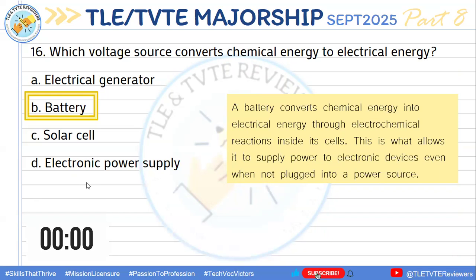Letter C, solar cell. A solar cell, or photovoltaic cell, converts light energy or solar energy into electrical energy. And letter D, electronic power supply, is still incorrect because this device modifies or regulates existing electrical energy, often converting AC to DC, but it does not generate electricity from chemical energy. So answer letter B, battery.